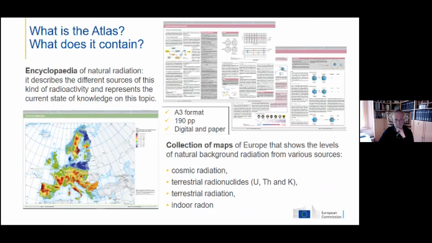The atlas itself does not only contain, as the word may suggest, a series of maps, but of course it tries to give much more explanation about the aspects of radiation itself. It goes from a very basic level, starting with what radioactivity is, and what the techniques are, especially the statistical techniques used to come to the results presented in the maps. In fact, you can consider it as an encyclopedia of natural radiation. So it describes the best knowledge on an international level that we have about this topic.